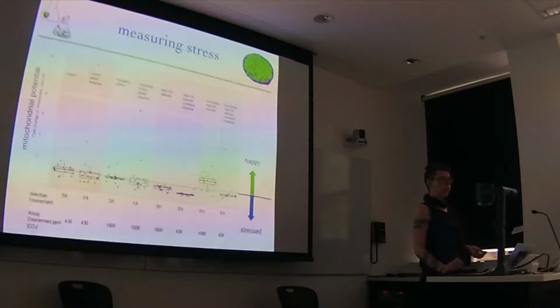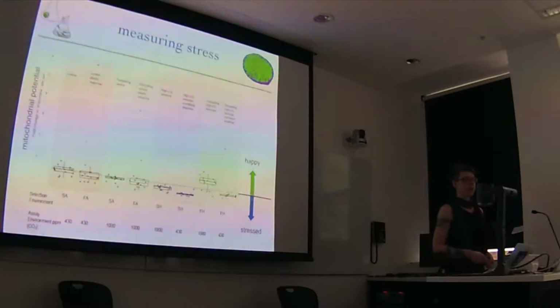And we set off to measure stress. What I'm showing you here is mitochondrial potential. One of the lovely things about Austriococcus is it has a single mitochondria, so you can actually stain the mitochondria with a potentiometric dye, rhodamine 123, and use a cell sorter to measure the fluorescence. So you don't have that confusion between the number of mitochondria taking up dye and the potential of each individual mitochondria. There's one.